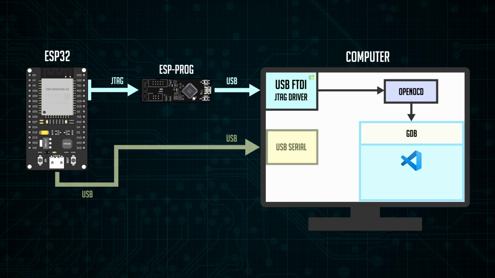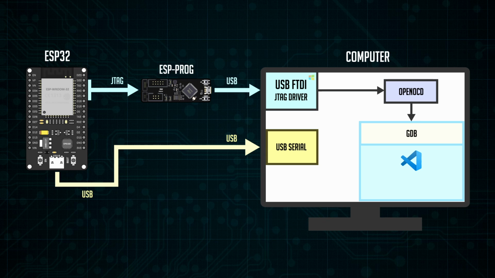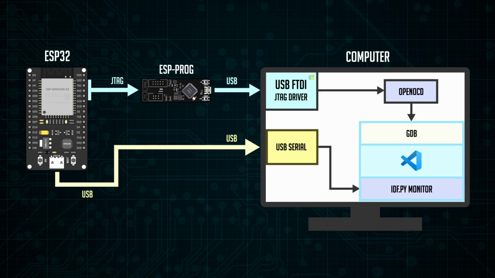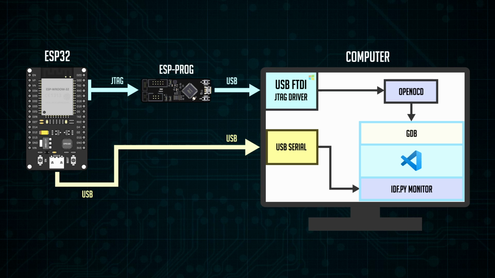And we also connect our ESP32 to the computer using a second USB port so we can use the serial monitor. Don't worry, I will explain each of these steps in more detail in a few minutes.